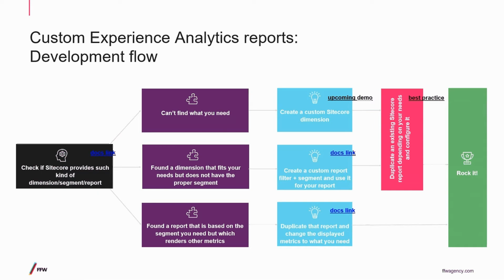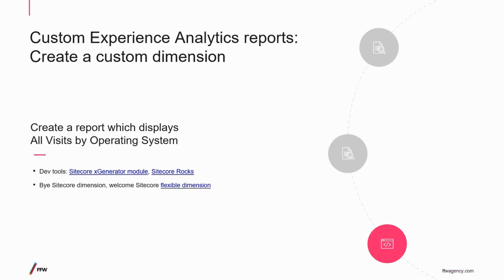And the final stage here, since we have been talking about the preparation of the data, is when we need to visualize our data. So as a best practice, as I already said, duplicate an existing report which fits your needs and then configure it. And what I'm going to do right now is create a custom Sitecore dimension, which is maybe the most complex of all of the cases.